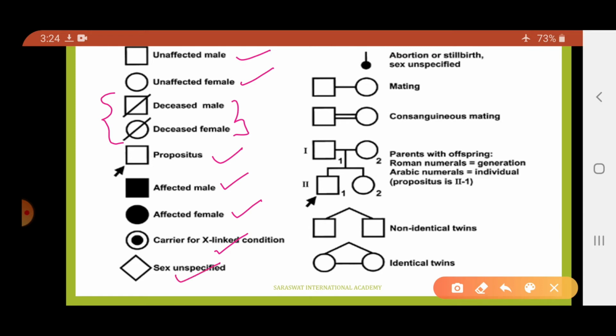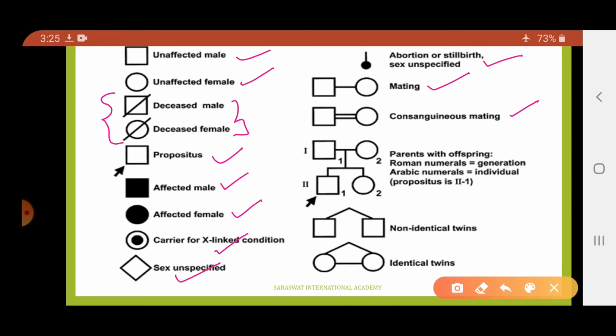This particular symbol, the rhombus-like structure, represents sex unspecified. This symbol represents abortion or stillbirth, and the sex again is unspecified. A single line between the circle and the square means mating. A double line between the circle and square means consanguineous mating, which means mating between relatives.